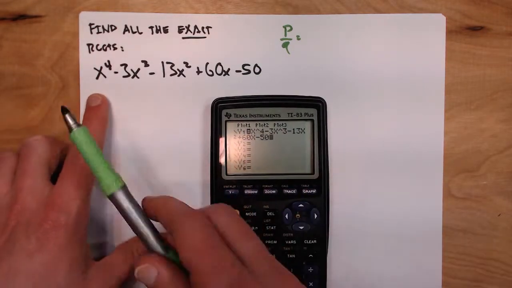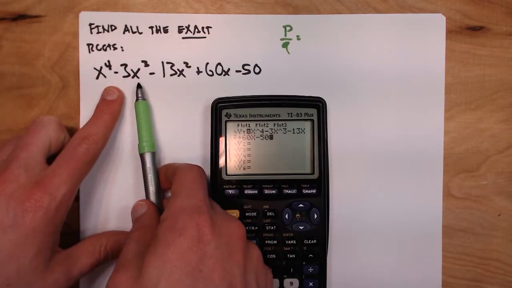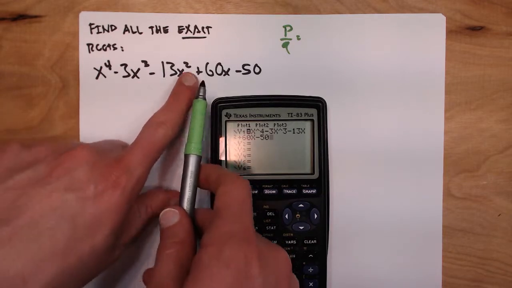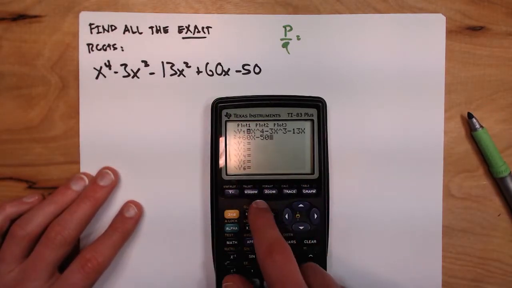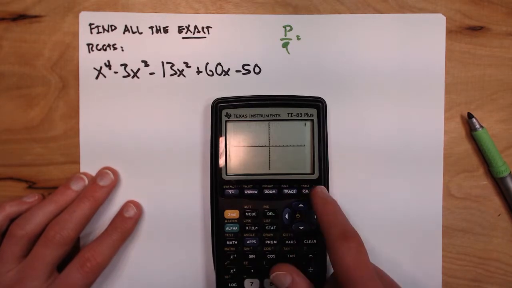When you have this on your test, go nice and slow, double check all your answers. It's super easy to make mistakes. This is a good problem to save for the end. All right, there it is. I'll zoom standard and plot it.